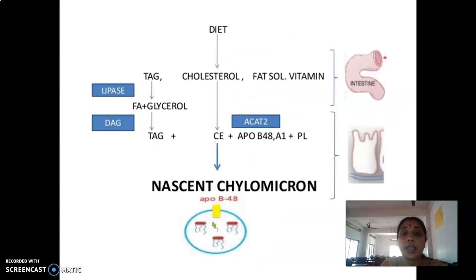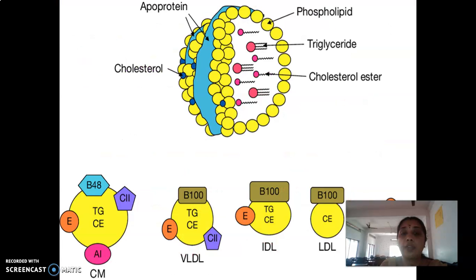Again, last day we saw the structural differences between the various types of lipoproteins. The TG and cholesterol esters derived from the exogenous source are transported by chylomicrons, which have apoprotein B48. If the fats are derived from endogenous sources, they are transported by VLDL. Again, this TG and cholesterol esters are liberated to the adipose tissue and skeletal muscles, but there the apoprotein is ApoB100. So it is VLDL.